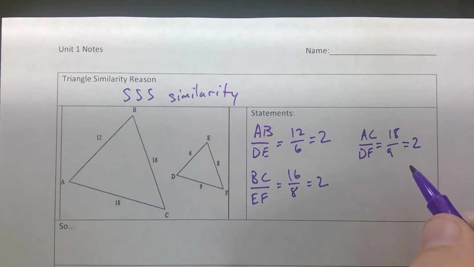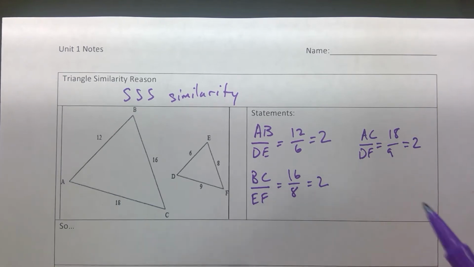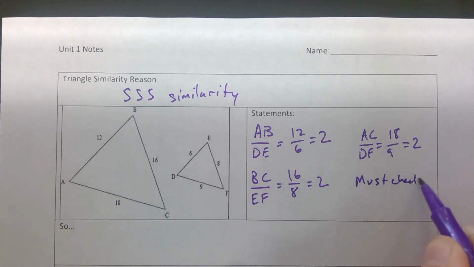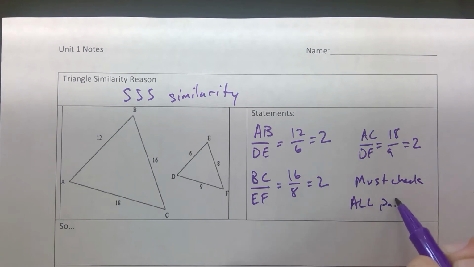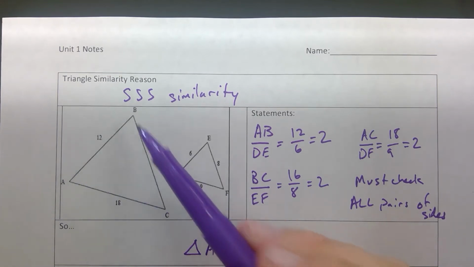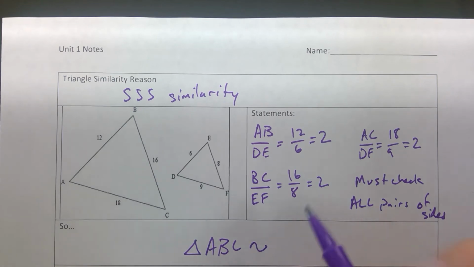And since they're all the same, we have similar triangles. You must check all pairs of sides. Okay, now I'm going to write a similarity statement here. So triangle ABC, I went left, top, right, is similar to left, top, right, triangle DEF. Okay, I had to have the same order because those parts correspond with one another.